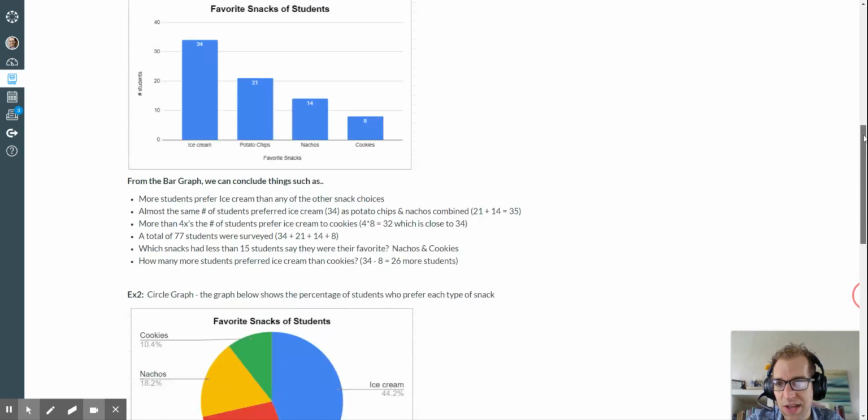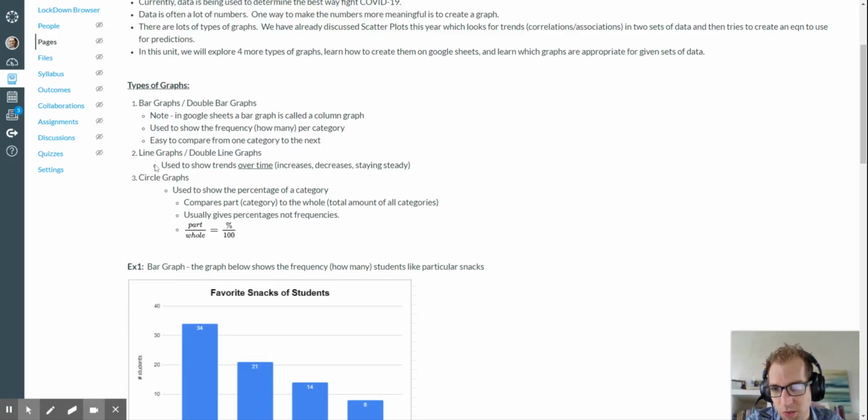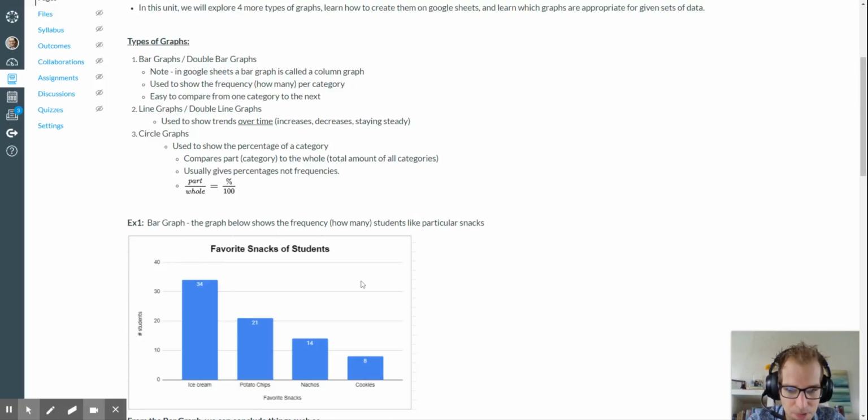Okay. All right, last type here would be a circle graph. So a circle graph is used to show the percentage of a category. So how big is something compared to the whole? The bar graph, if you notice, was good to compare how many liked ice cream versus potato chips, but we couldn't tell what percentage liked ice cream out of the whole group, right?